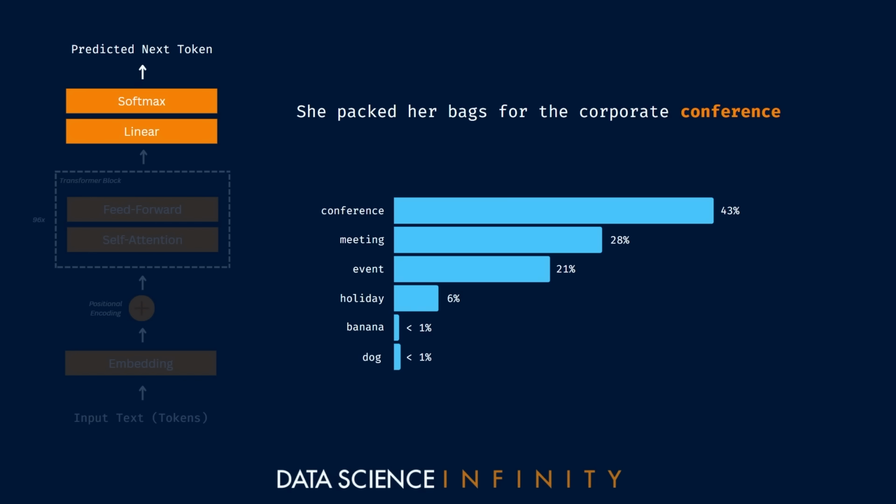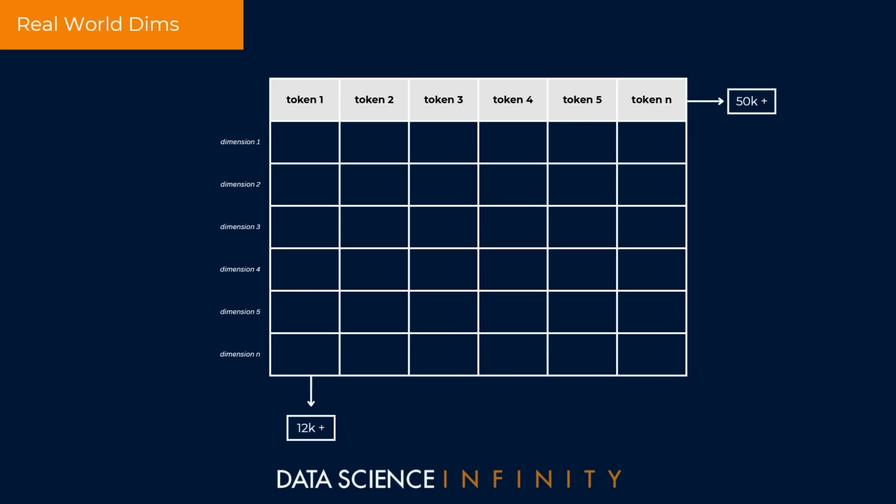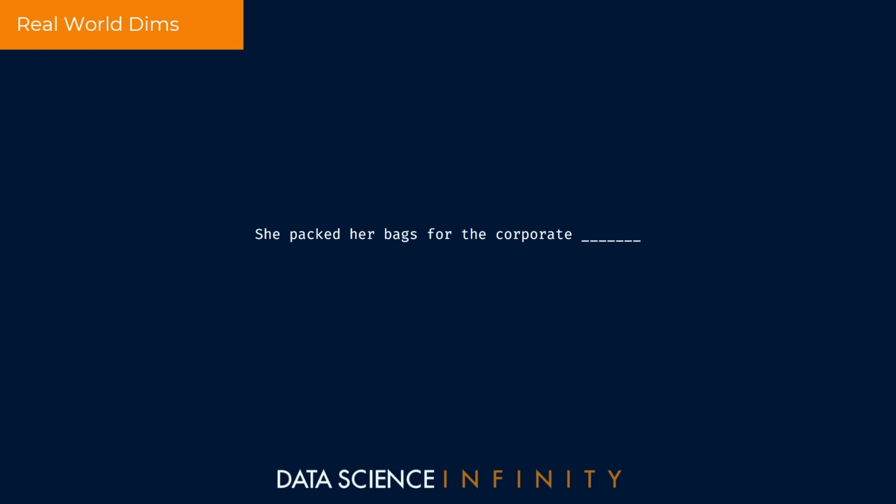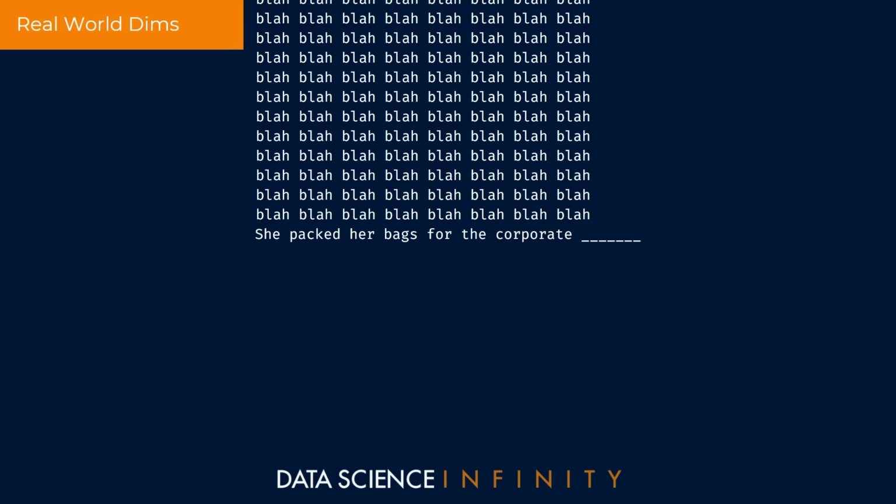The first is just to reiterate that we were really just using toy numbers for our examples. In GPT-esque models, it's not 5-dimension vectors across a handful of tokens. We're talking vectors with over 12,000 dimensions and vocabularies with over 50,000 unique tokens. Also, in our example, we passed in the sequence, she packed her bags for the corporate, a total of 7 tokens. This set of tokens is what is known as the context window. In other words, the volume of tokens that the model can look at to derive the context for the next token. In reality, the context window can be in the tens of thousands of tokens, sometimes even over 100,000 tokens.